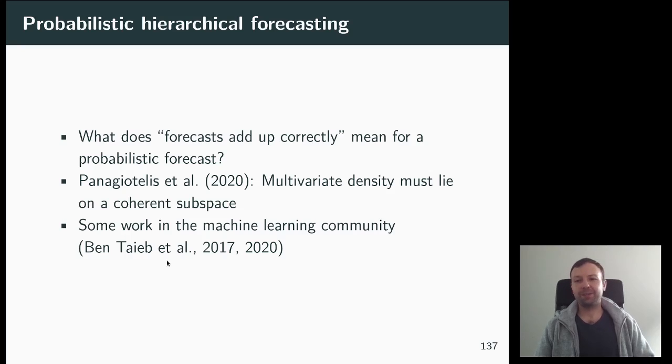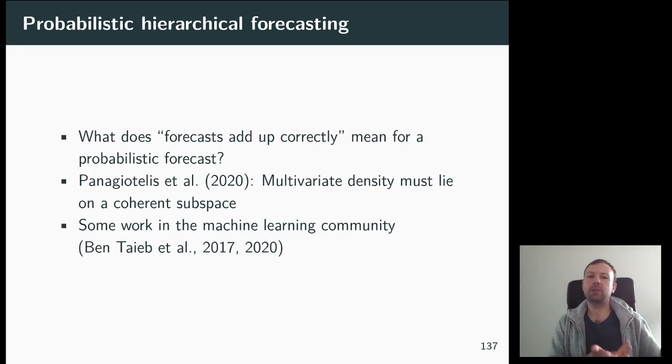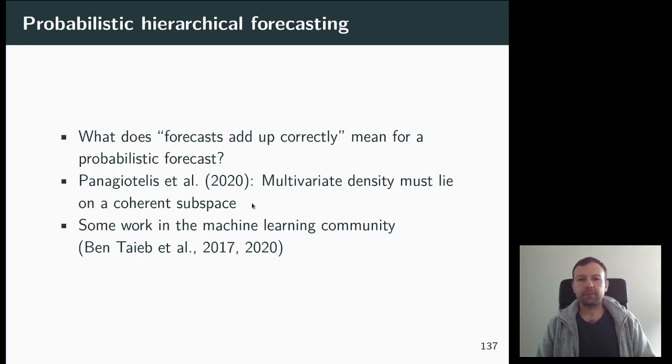And now, to make it even more complex, obviously, you could want to have probabilistic hierarchical forecasting. So now the question is, what does "forecasts add up correctly across the hierarchy" mean in a probabilistic sense? There's this very recent work from 2020 where the answer, again with this geometric view, is that the multivariate density must lie on a coherent subspace. And there has also been quite some nice work in the machine learning community around probabilistic hierarchical forecasting. This is a very interesting problem.